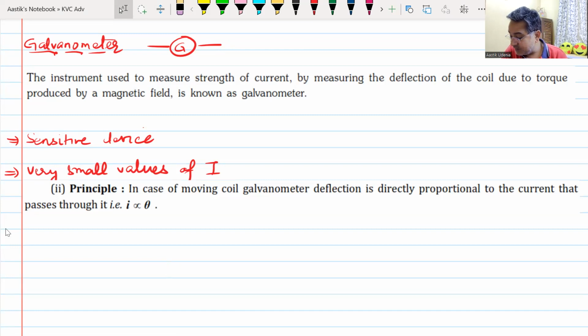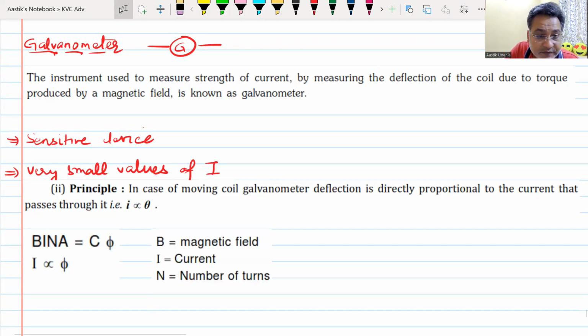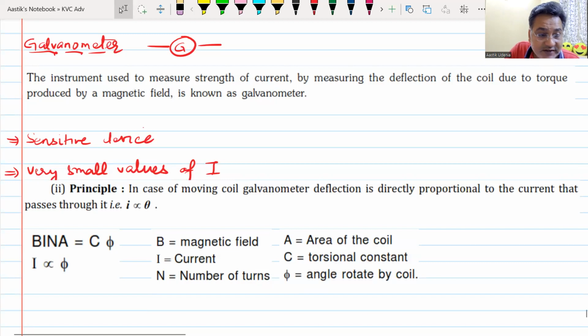If I write the formula for this moving coil galvanometer, it looks like this: BINA is equal to C phi, where B is the magnetic field, I is the current in the coil, N is the number of turns in the coil, C is the torsional constant, and phi is the angle rotated by the coil.